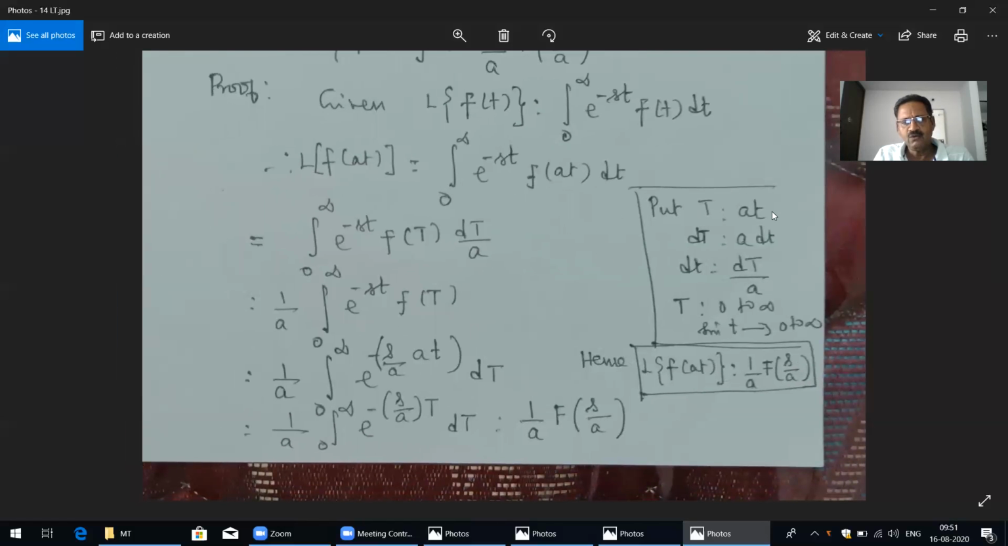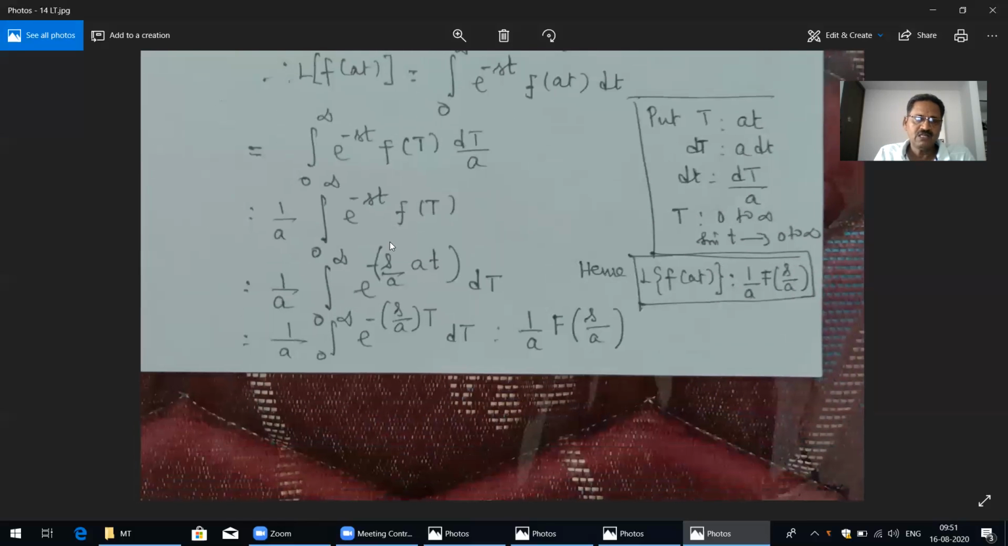Now you put T equal to at. What's dt here now? a into dt, so small dt equal to capital dT by a. When t equal to 0, lower limit, capital T equal to 0. When t equal to infinity, capital T equal to infinity. So the limit varies from 0 to infinity. You just replace this: integral from 0 to infinity of e power minus st f of T into dT by a. So now we get these things.